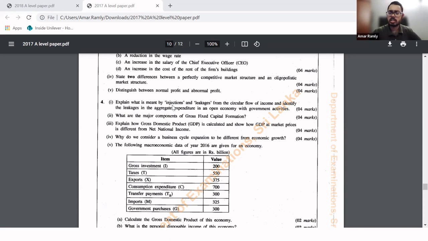Think of what an injection is. Think of what a leakage is. If you want to tell me only leakages, you can tell me only leakages. If you want to tell me only injections, you can tell me only injections. Whatever you guys are comfortable with. If you want to tell more than one, tell more than one. Up to you.